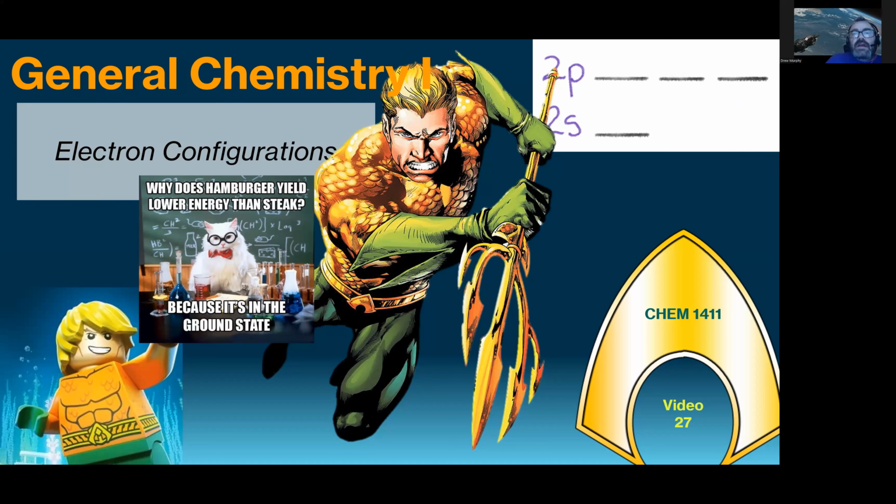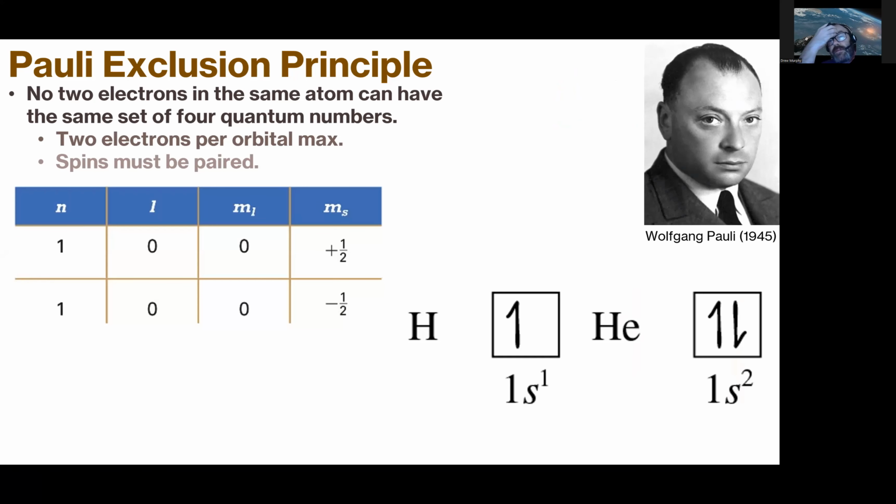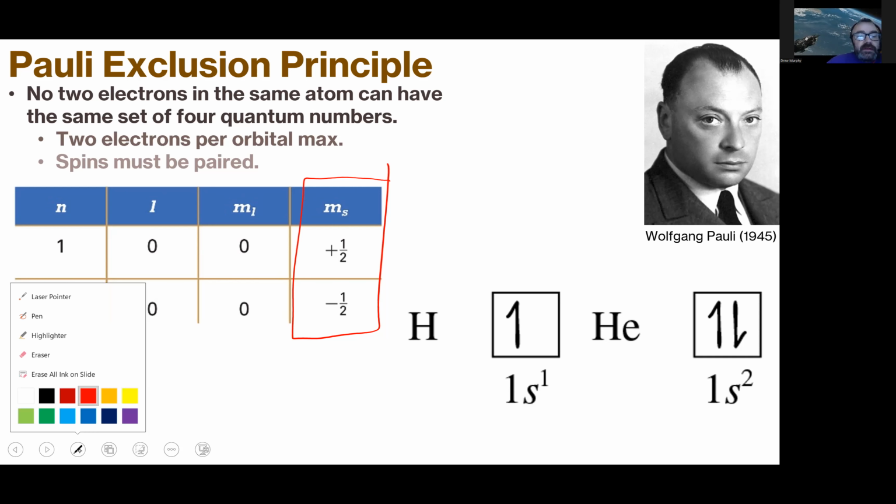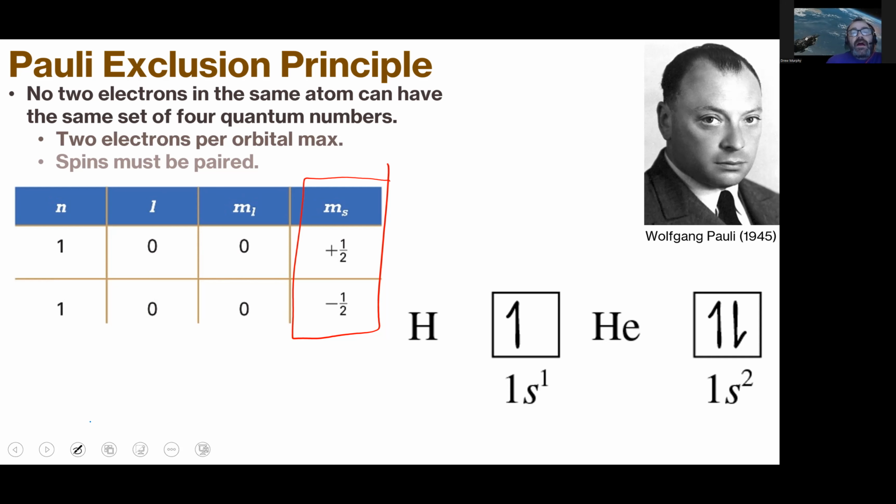Okay. Something we have to get at is, remember we talked about Stern and Gerlach's experiment with this electron spin, which defined our m sub s value being either plus a half or minus a half. What this led to is what's called the Pauli exclusion principle. And the Pauli exclusion principle tells us that no two electrons in the same atom can have the same set of 4 quantum numbers, okay?